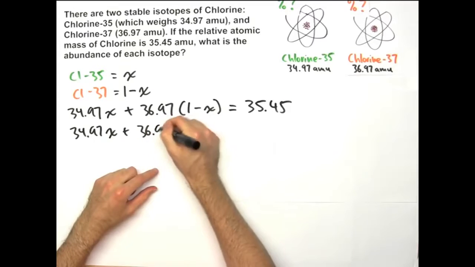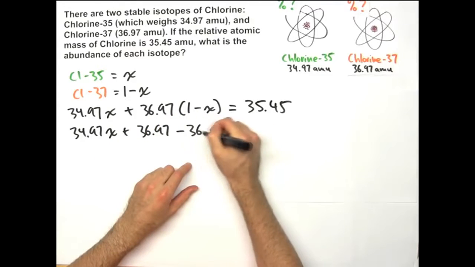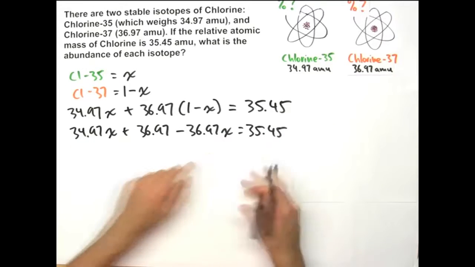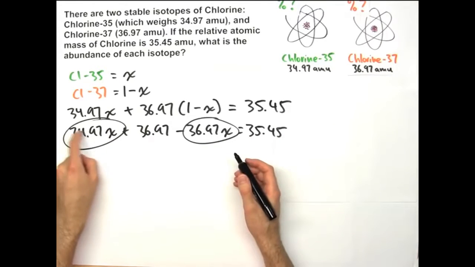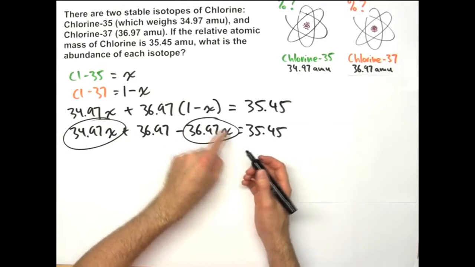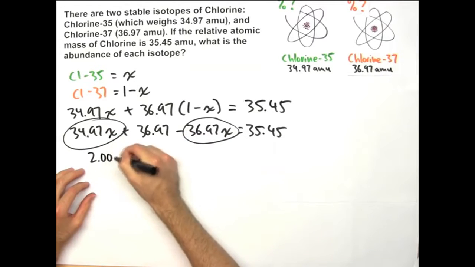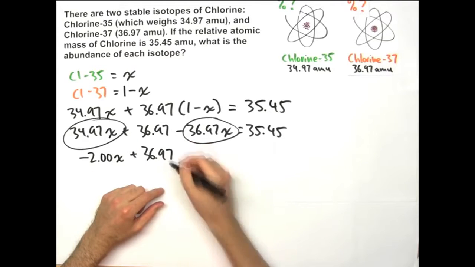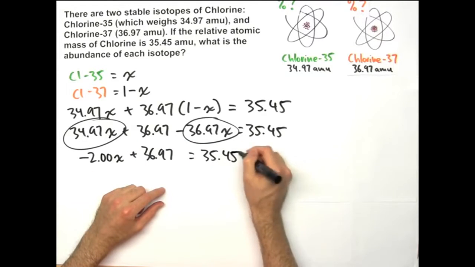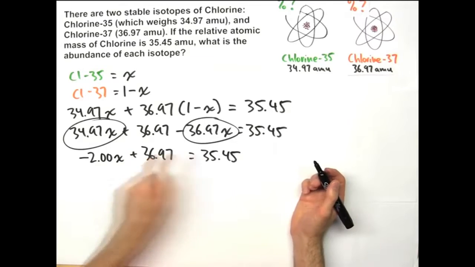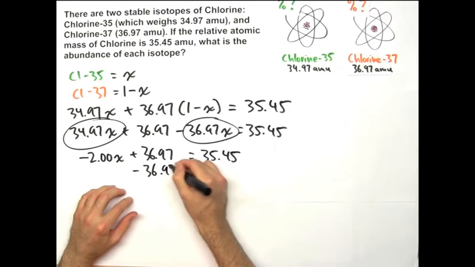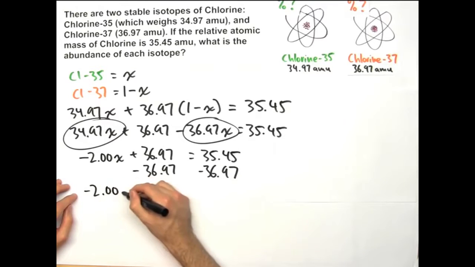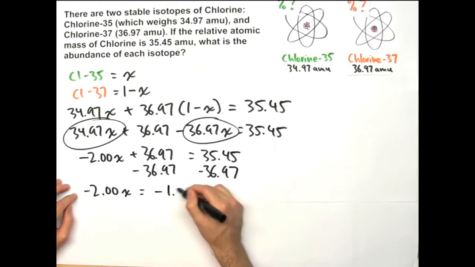Okay, so I'm going to get 36.97 times 1 minus 36.97x equals 35.45. Now I have two x terms, so I'm going to do 34.97x minus 36.97x, and that's going to give me negative 2.00x plus 36.97 equals 35.45. Now I want to get rid of this from this side of the equation, so I'm going to subtract 36.97 here, minus 36.97 here, and that is going to give me negative 2.00x equals negative 1.52.